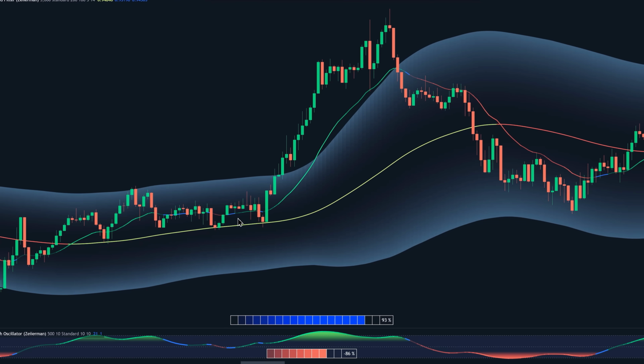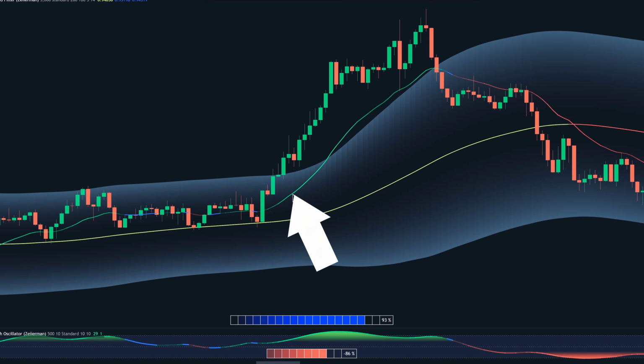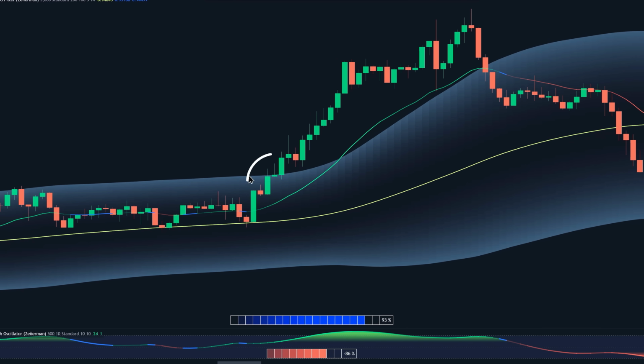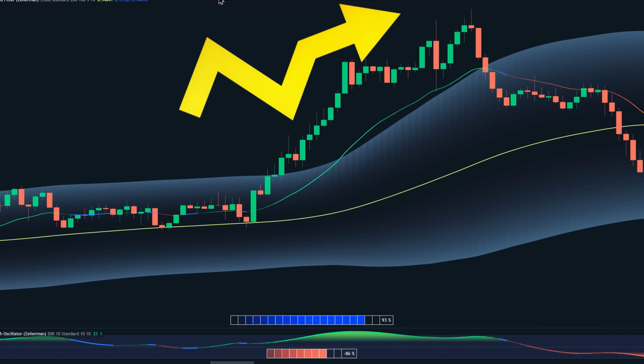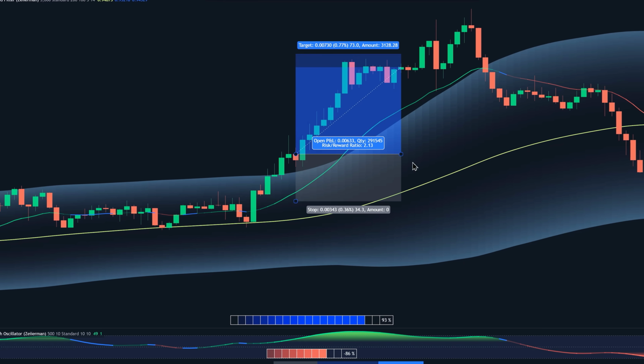In a bullish trend, which is indicated by this indicator using a green trend ribbon, whenever the price breaks above the upper section of this band, that would indicate a bullish volatility breakout, which is an opportunity for you to take long positions.